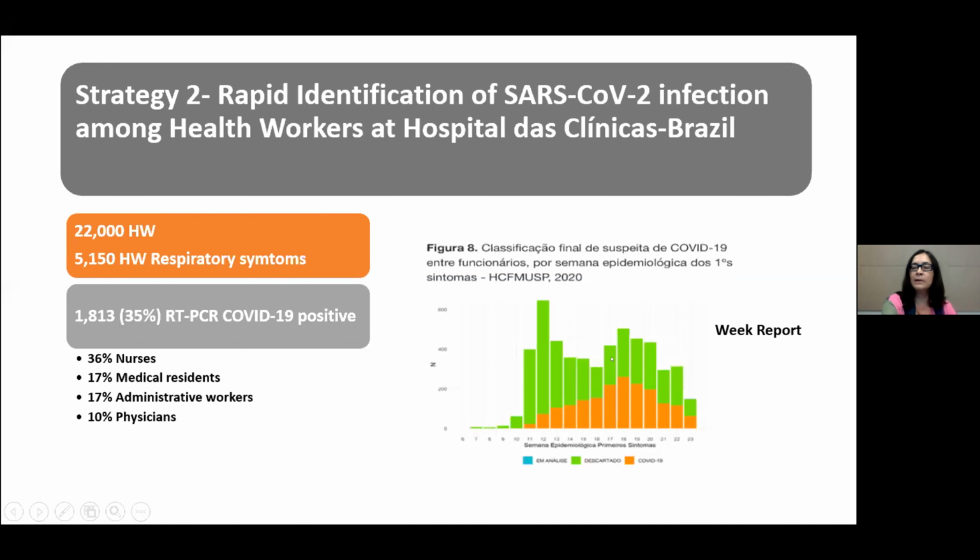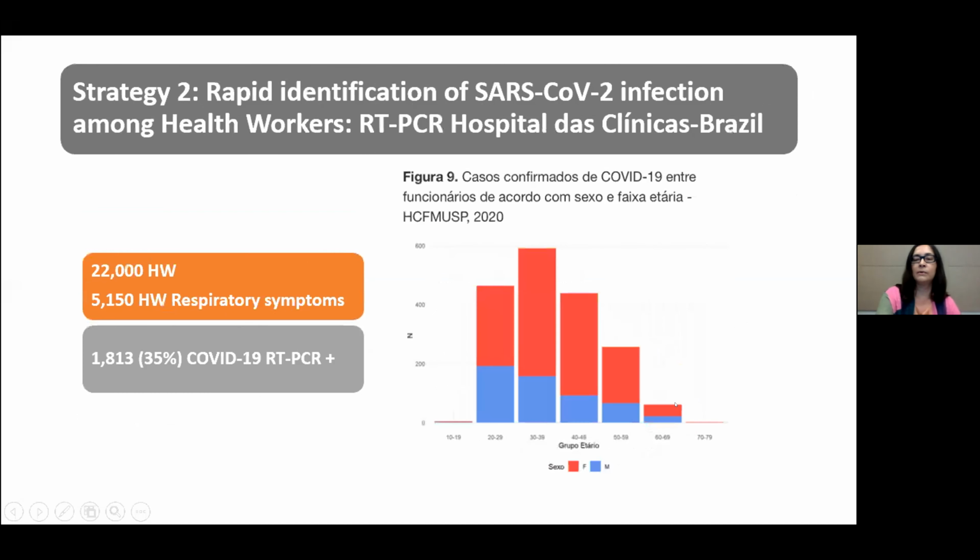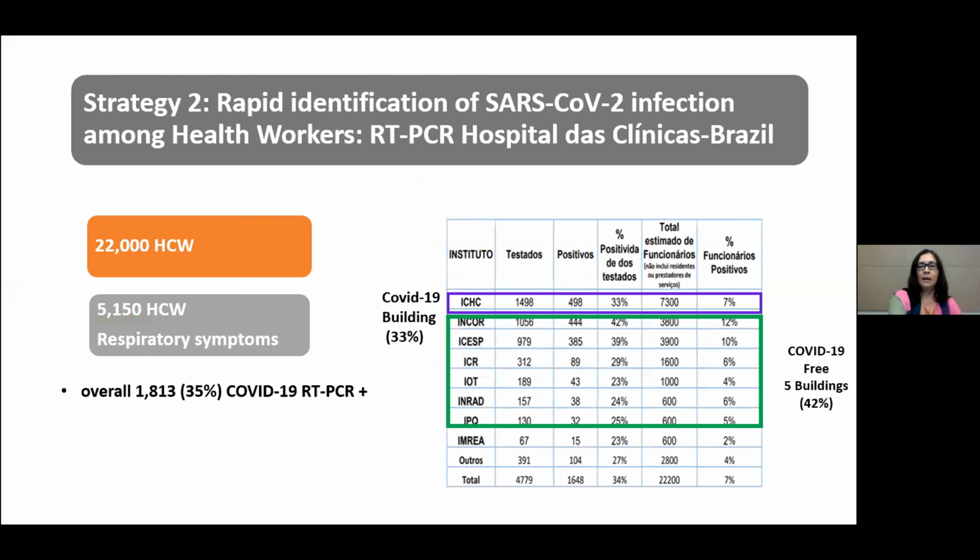Here again it is very similar to the patients graph that I presented. As you can see, the green bars show the health workers who presented respiratory symptoms up to now, and the orange bars the ones who had confirmed COVID-19, and it is following the same situation. The numbers are decreasing right now. Regarding gender and age, most often the positive healthcare workers were female, with age ranging from 30 to 40 years old. Another interesting point is that in the COVID-19 building, we had up to now 33% of our health workers positive for COVID-19.